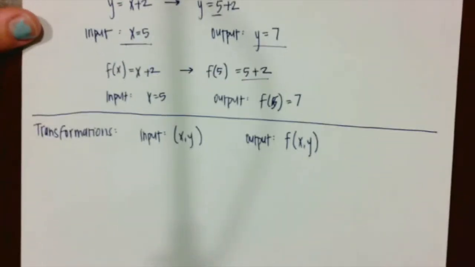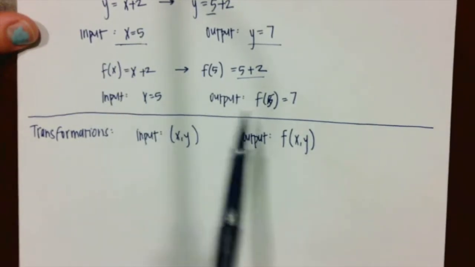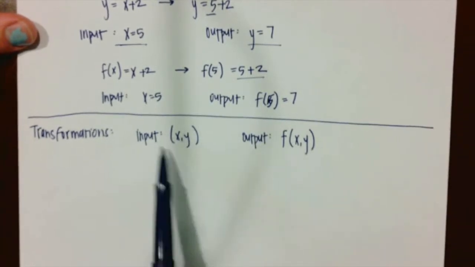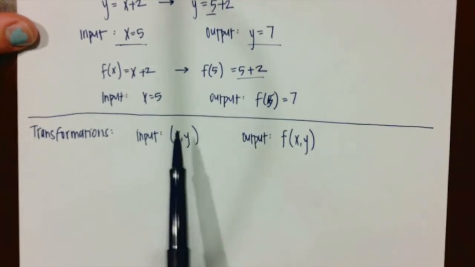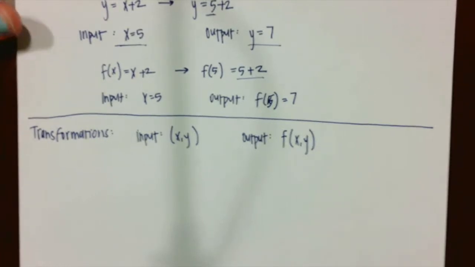So let's look up here again at function notation. The input was x equals 5. The output was f of 5 equals 7. We have the same sort of thing going on. We have our input, and then our output over here has some sort of identifying character, and then the output.